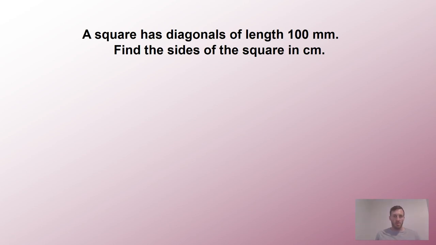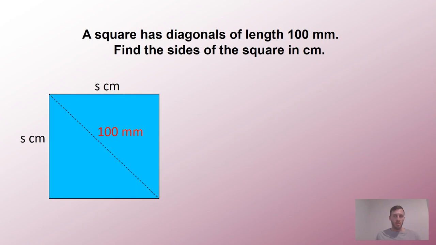A square has diagonals of length 100 millimeters. Find the sides of the square in centimeters. They're asking us for the solution in centimeters, but the measurement is given in millimeters, so we'll draw our diagram first. In a square, all of the corners are right angles, therefore we can form right-angled triangles with a diagonal. The first step, because they're asking for the answer in centimeters, is to convert our diagonal to centimeters. We divide it by 10, and that gets 10 centimeters.